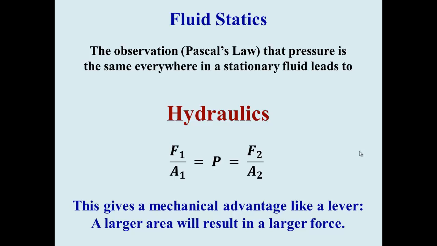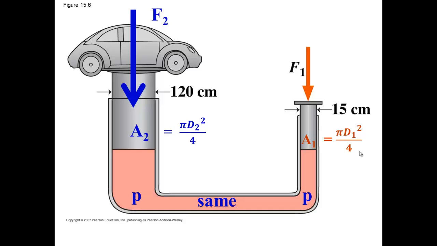And in classic hydraulic systems, this gives a mechanical advantage. That's like a lever. A larger area results in a larger force. In this illustration from the textbook, which I've added some information on here, force F1 applied to that small area A1, whose area would be pi d squared over 4, results in a pressure at that point. That pressure is the same everywhere in that fluid that's colored pink. And on the other side, where it acts on an area A2, force 2, which is P times A2, is going to be bigger because A2 is larger.